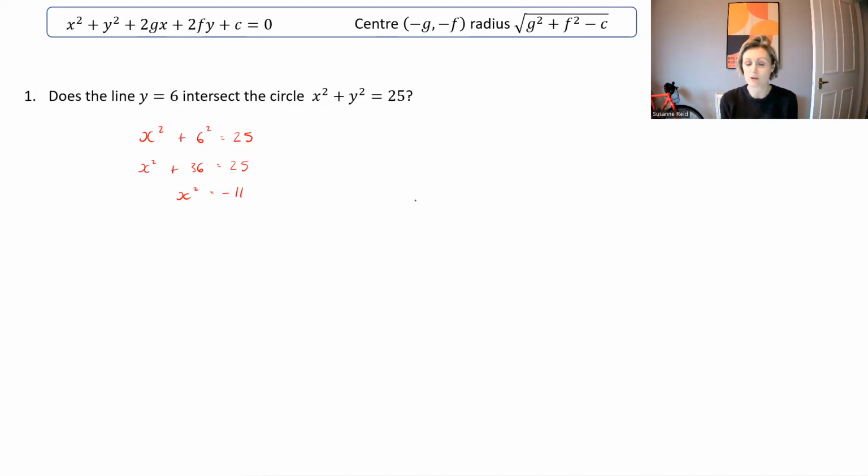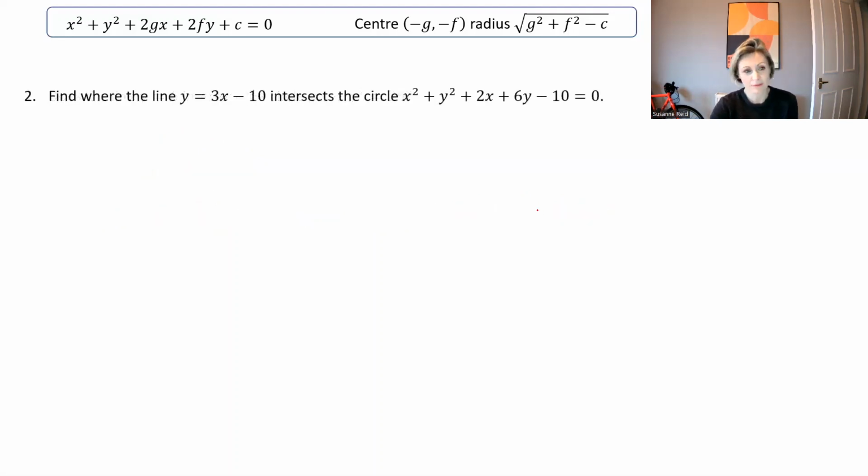So x squared equals negative 11. Now you know that the answer to a square cannot be negative. Can't take the square root of a negative, so therefore this won't work. So it doesn't intersect the circle at all. So no real solutions. So y equals 6 does not intersect the circle. And if it made sense, then it would.